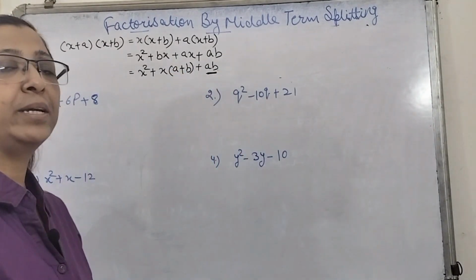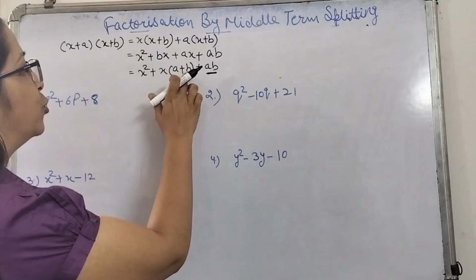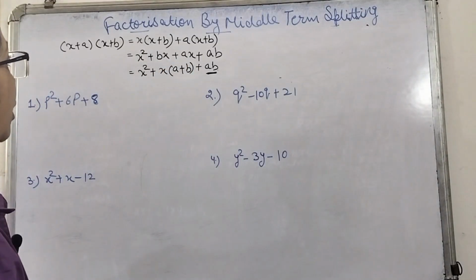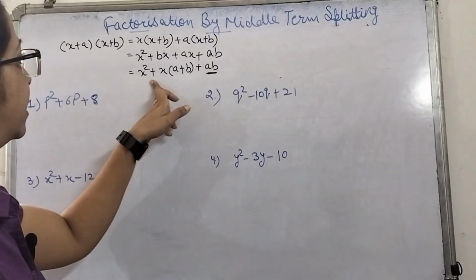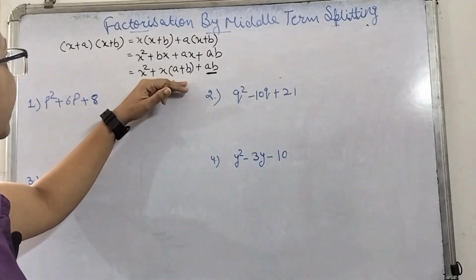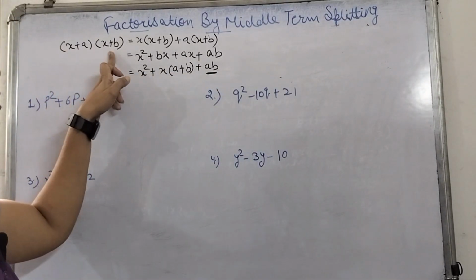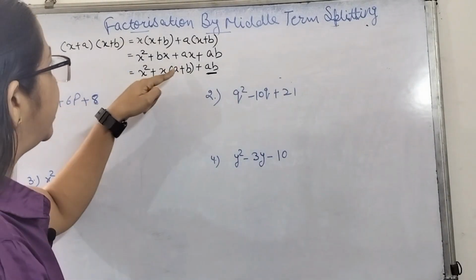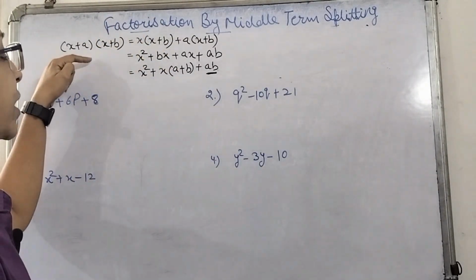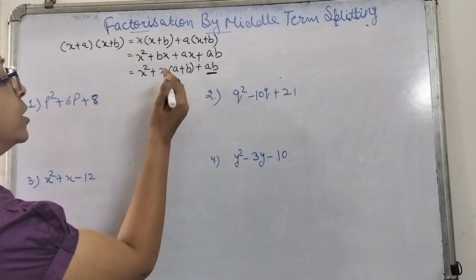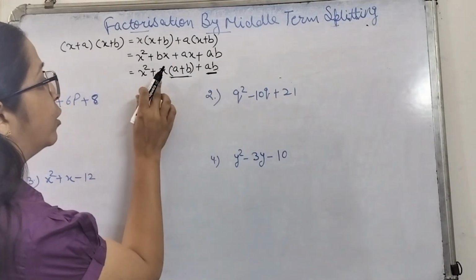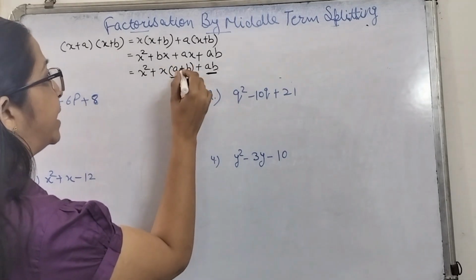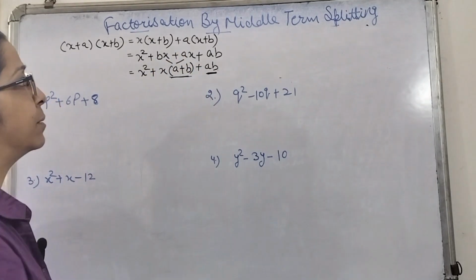And the values of a and b could be 2 and 3 also. So 2 plus 3 will be 5, which is the coefficient of x. Now we can see over here that this is a trinomial whose factorization is (x plus a) multiplied by (x plus b). That means we need to switch from here to this position. How will we come to this position? Here the coefficient of the middle term, that is x, is a plus b. It is to be written as ax plus bx.